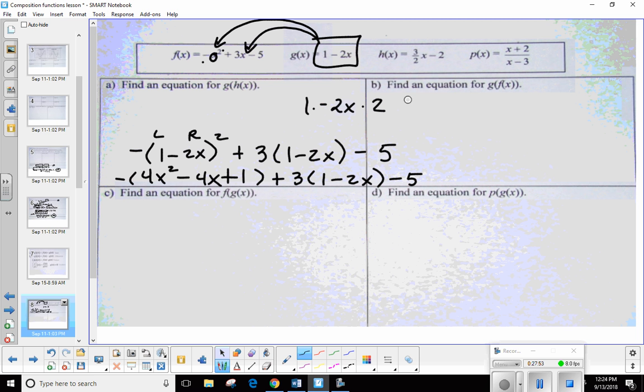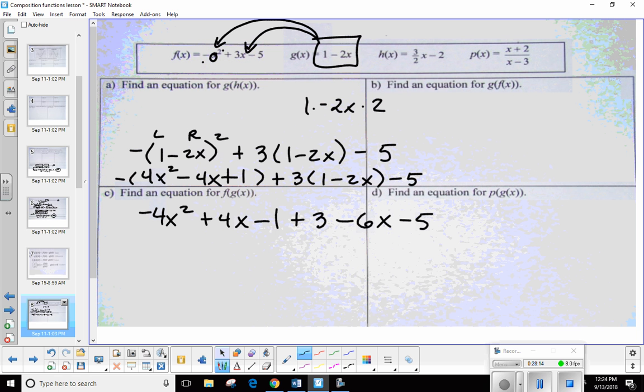Good. All right, so now let's go ahead and distribute. So negative 4x squared plus 4x minus 1. So all I did was change those signs, right? What do I get if I distribute the 3? Okay, so that's plus 3 minus 6x, and then we have minus 5.